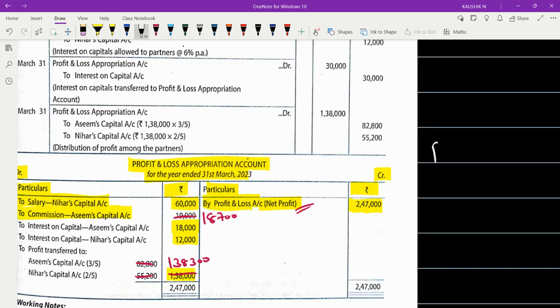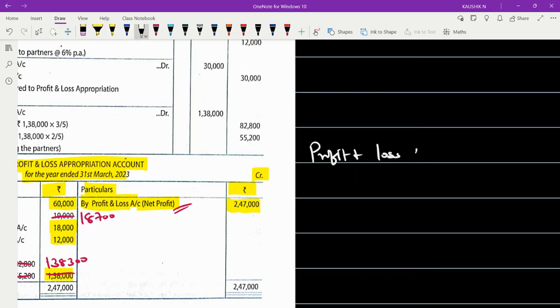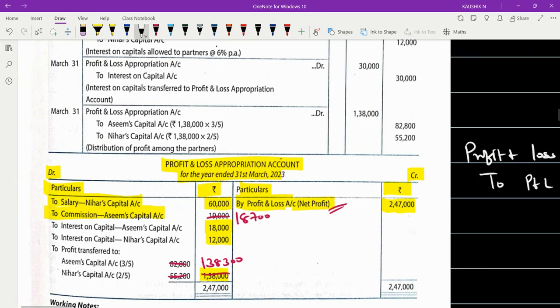That's the reason the entry will be: profit and loss account is debited to profit and loss appropriation account, 2,47,000. You will understand. If you want to bring this net profit to the credit side, just look from the journal point of view, because it's a ledger.